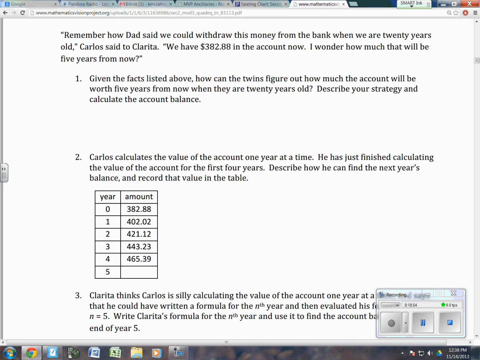Well, 5%. Okay, well, it says annually. It says 5% annually. So look at the table they have right here, you guys. It says Carlos calculates the value of the account 1 year at a time because it does accrue annually. That means they're going to pay the interest at the end of the year, okay? Or the amount they earned at the end of the year was 5% of what they had in there. He has just finished calculating the value of the account for the first 4 years. Describe how he can find the next year's balance and record that value in the table.